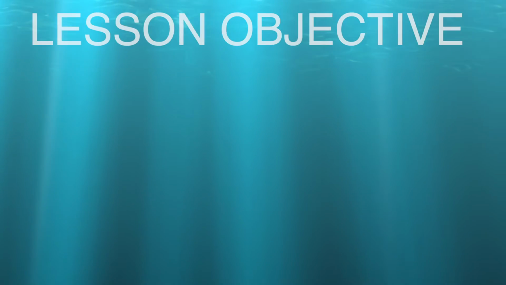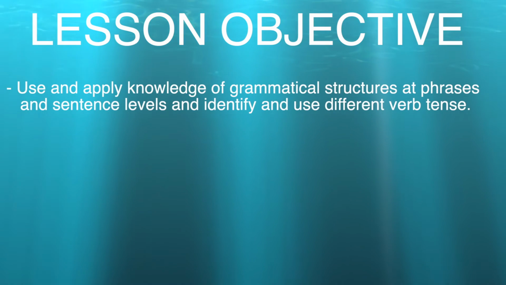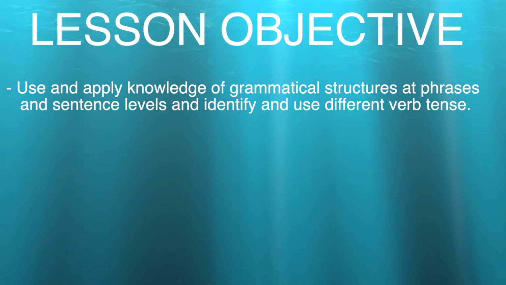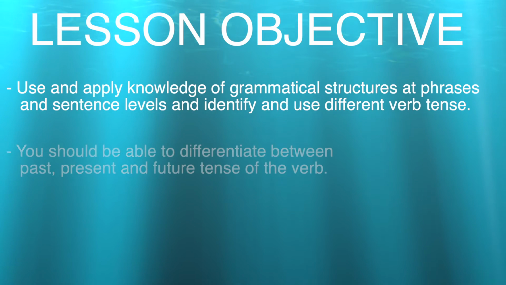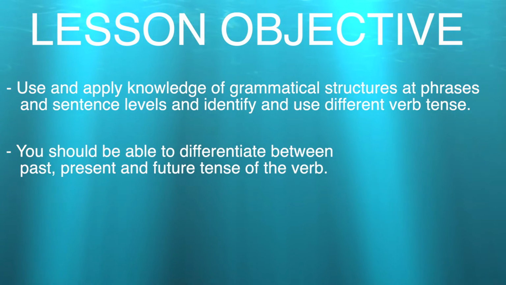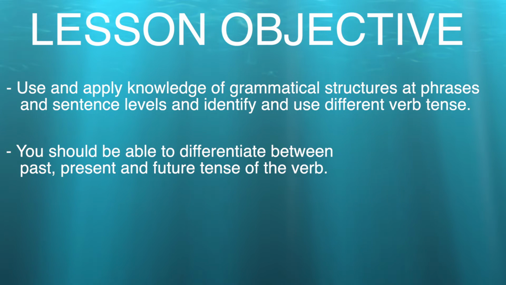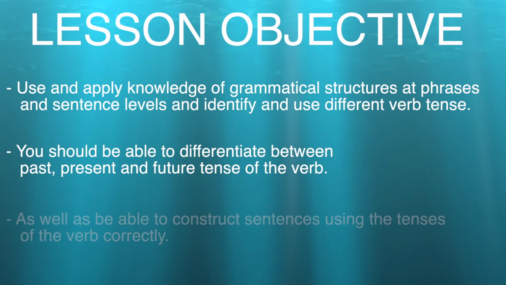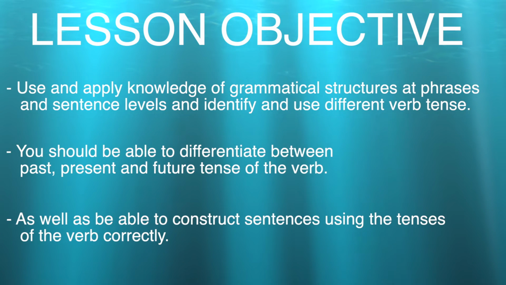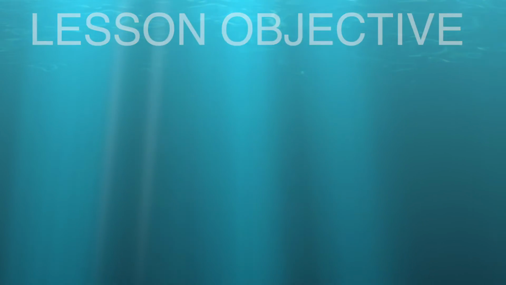After watching this lesson, you should be able to use and apply knowledge of grammatical structures at phrase and sentence levels, and identify and use different verb tenses. In short, this means that you should be able to differentiate between past, present and future tense of the verb, as well as construct sentences using the tenses of the verb correctly. So, let's start with our lesson today.